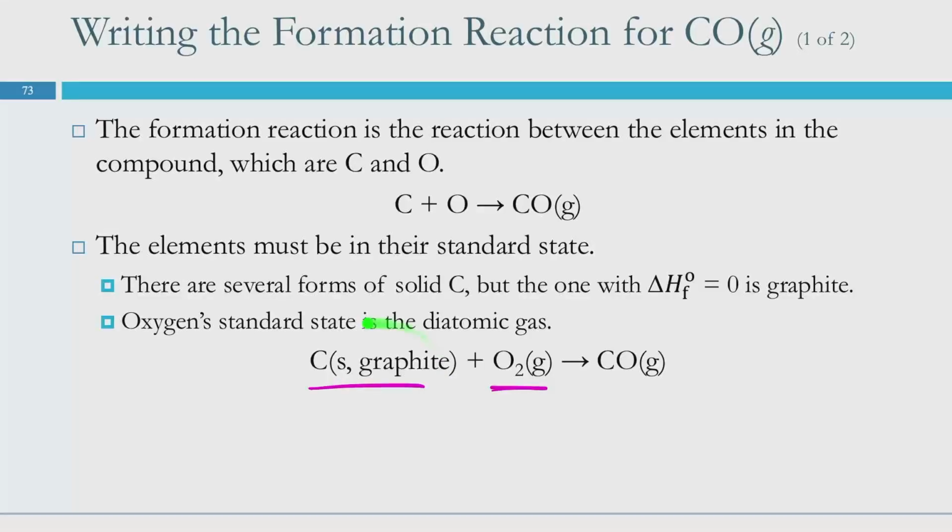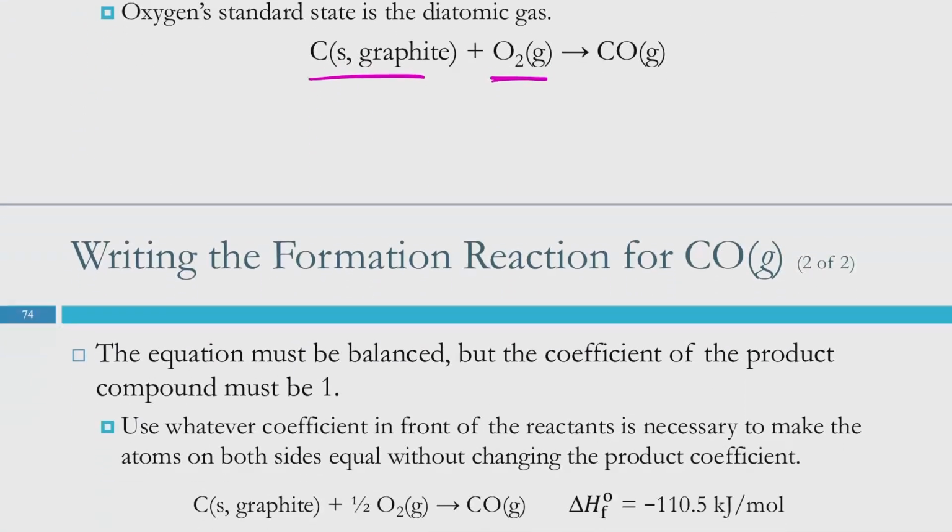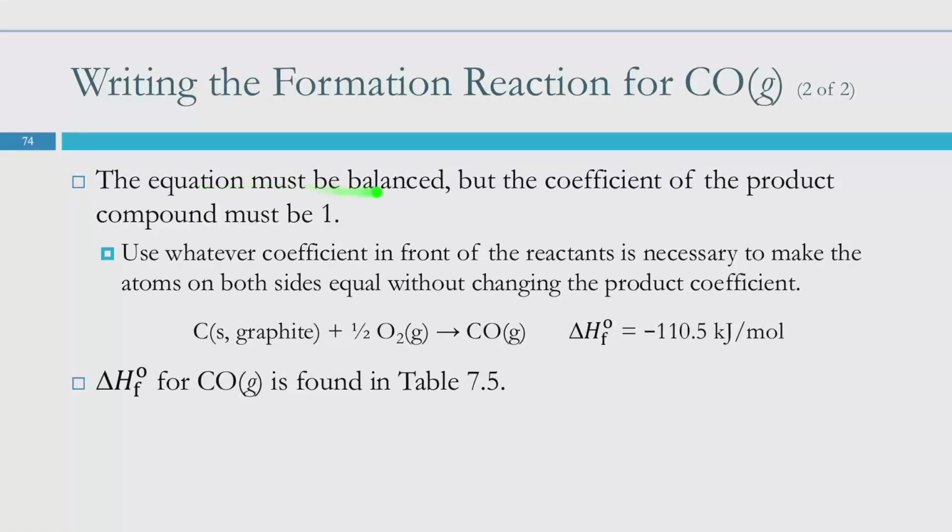So we would start out by finding the standard states and adding them in, and then we need to adjust so that it's balanced for both sides. The equation needs to be balanced, but we can't change the coefficient of the product. The coefficient of the product compound must be 1. So we just change the coefficients in front of our reactants, and in this case, we end up with a 1/2 O2. Normally, this would not be allowed, but in this specific set of circumstances, this is okay.